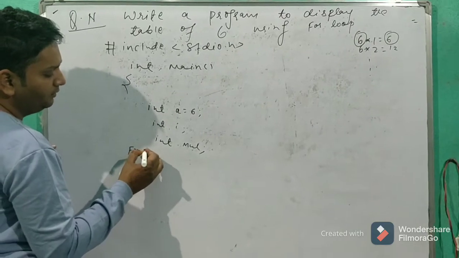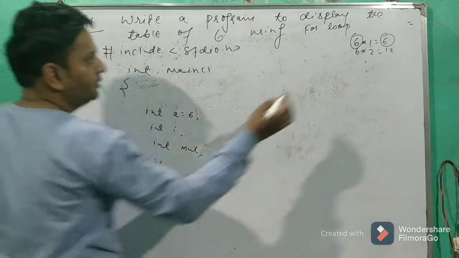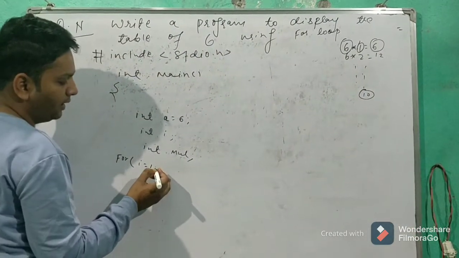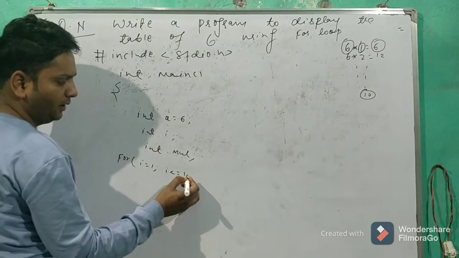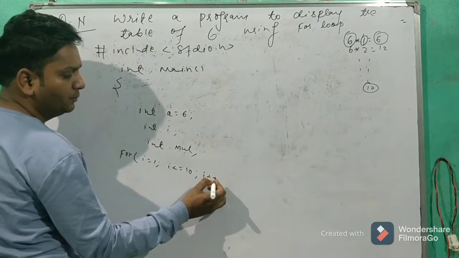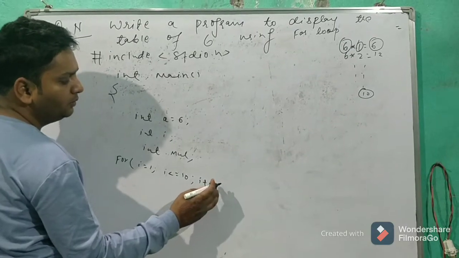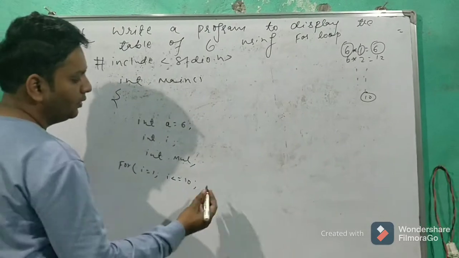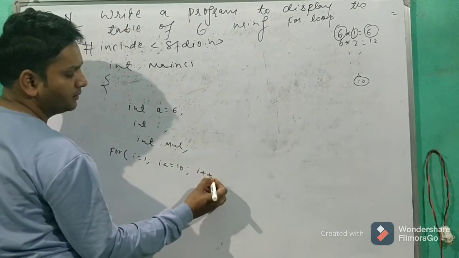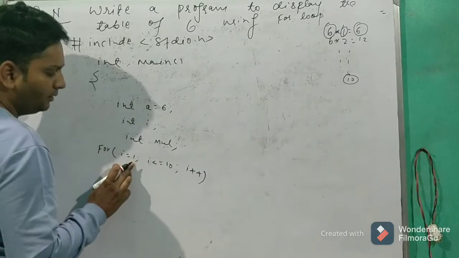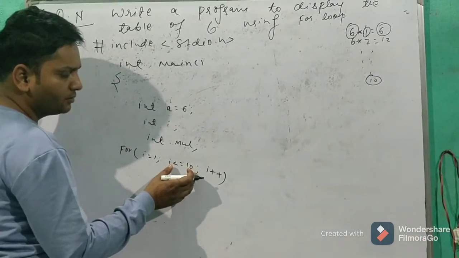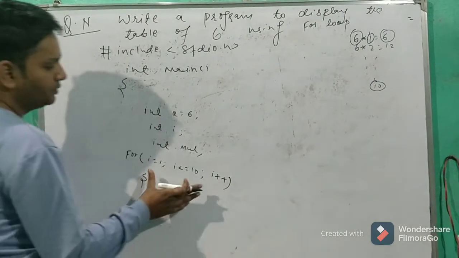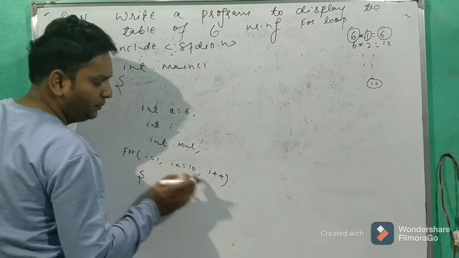This loop always starts from 1, and we need to give the range, up to 10. So i starts from 1 to 10, and each number is incremented not by 2, but by 1. So we have to use i plus plus. So i equals 1, i less than or equal to 10, i plus plus. This is my range, 1 to 10.